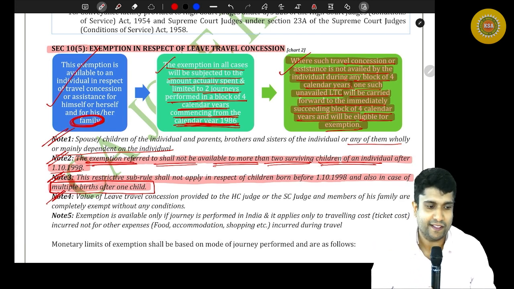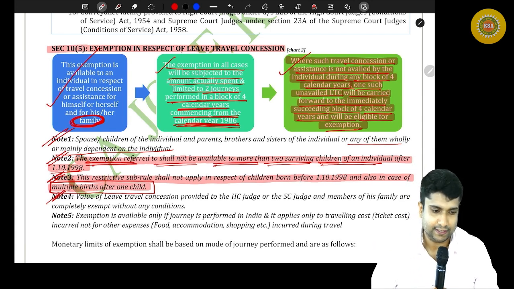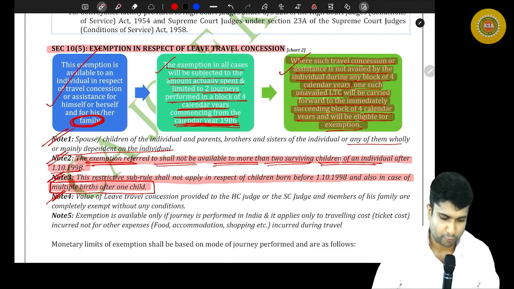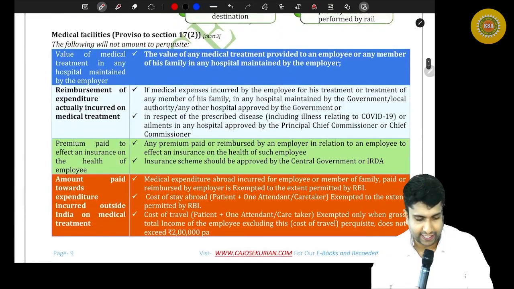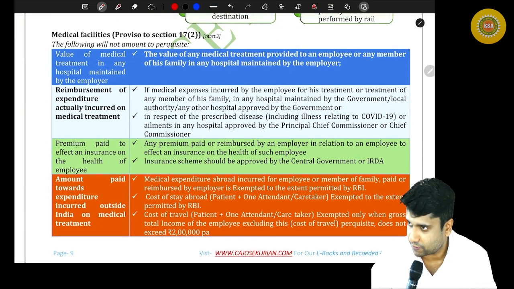Okay. All right. So listen. We'll continue our discussion in the other things. So please keep quiet and listen. What is the next one? Medical facilities. Proviso to section 17, subsection 2.